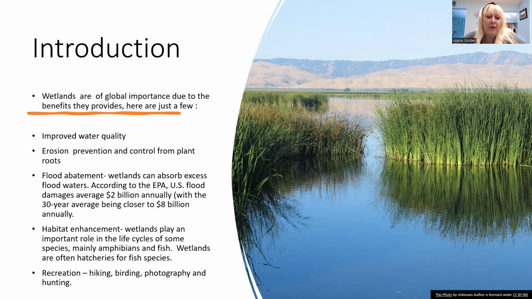And according to the EPA, U.S. flood damages average about 2 billion annually. And the 30-year average is closer to 8 billion annually. So flood abatement is a big one.